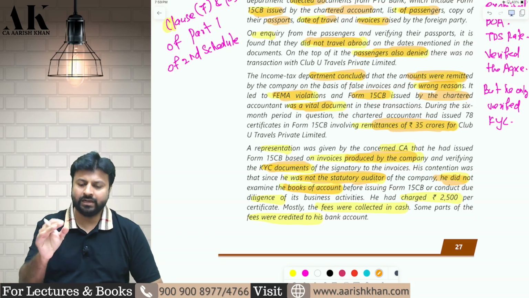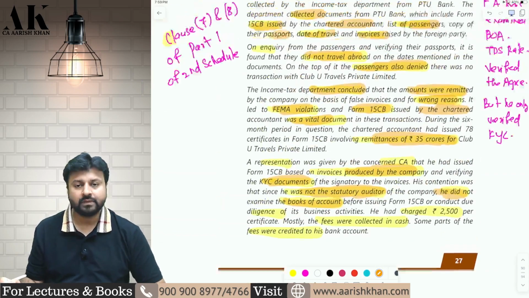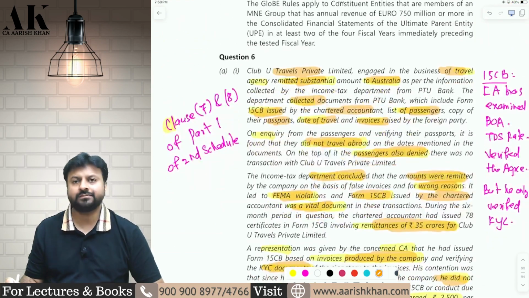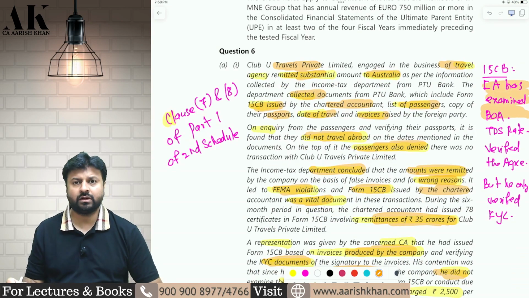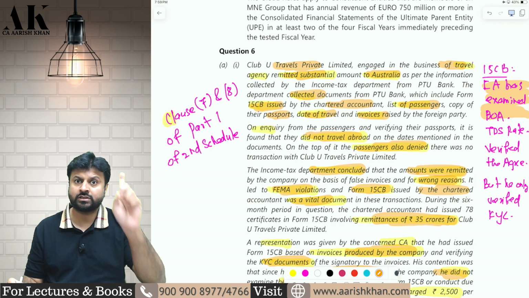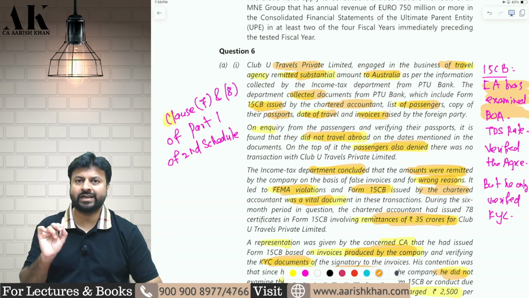So is the CA deemed to be guilty? Let's see what is the responsibility of the chartered accountant. The chartered accountant has to examine the books of account. He is saying that I have not examined the books of accounts. He is wrong. He should examine the books of accounts before signing a remittance certificate.